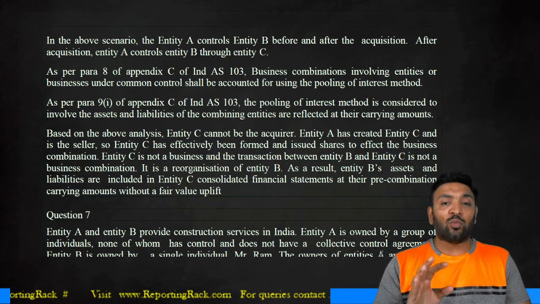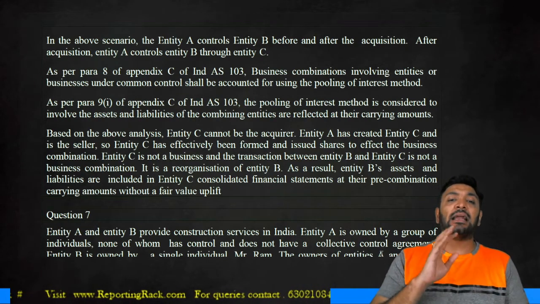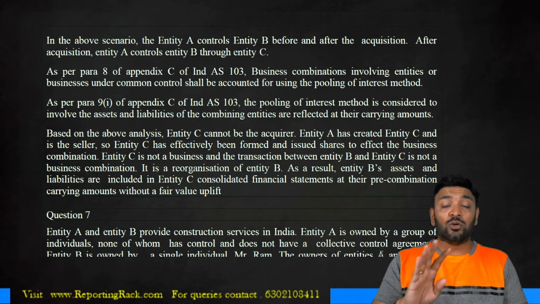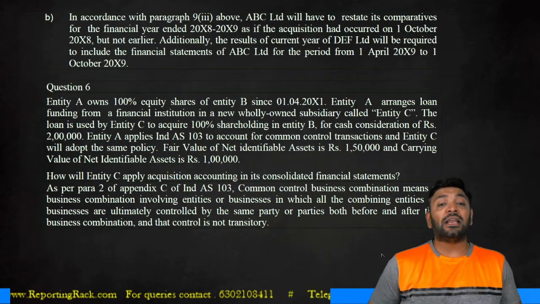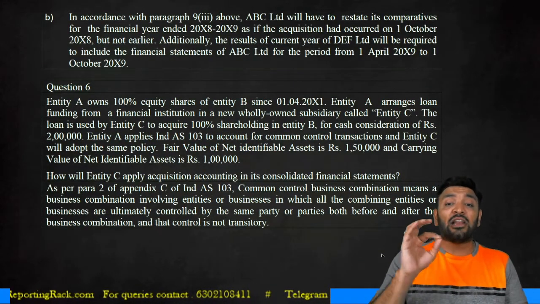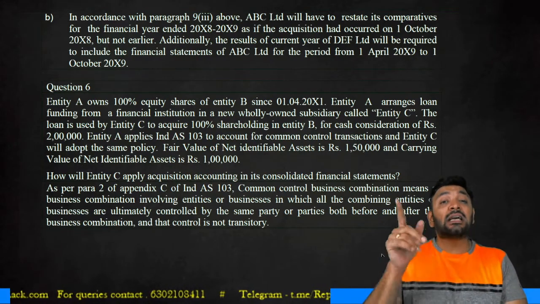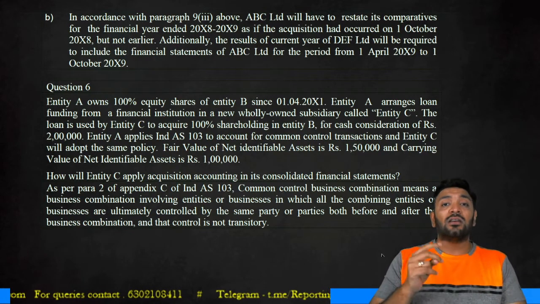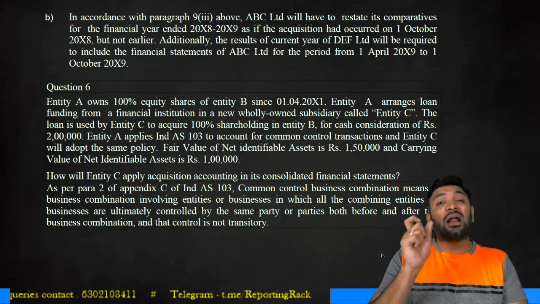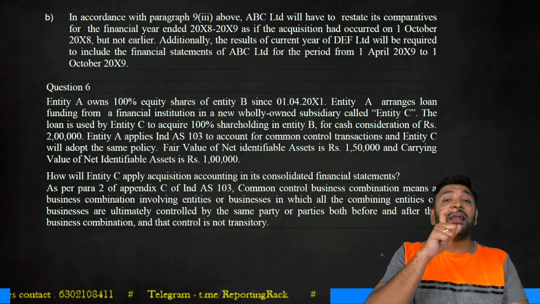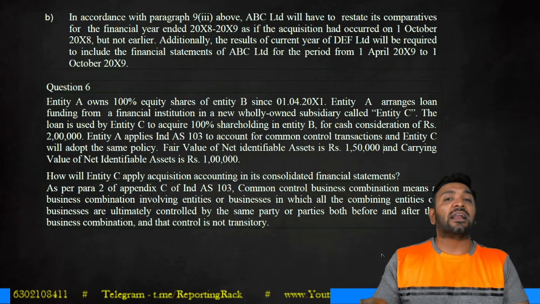As per para 9.1, the pooling of interest is considered to involve assets and liabilities of combining entities at carrying values. So therefore, the assets and liabilities in this given question should be recognized at their carrying value of 1,00,000 and not identified at 1,50,000. But what is the consideration which I paid? 2,00,000. What is the value of net assets? 1,00,000. What is the difference? That 1,00,000 which I paid extra should be adjusted amongst the reserves of C Limited. It should not be transferred to goodwill.